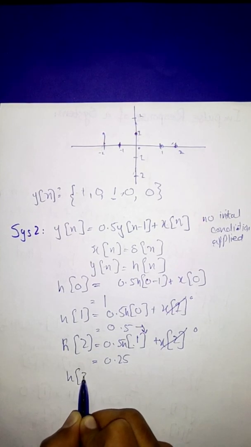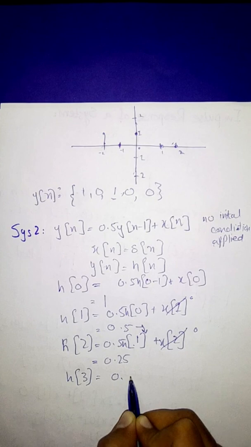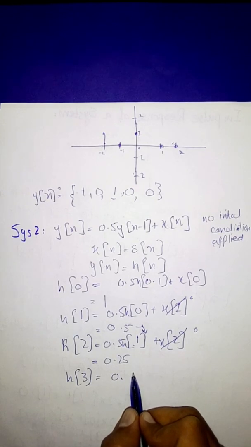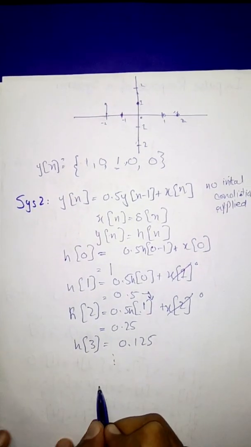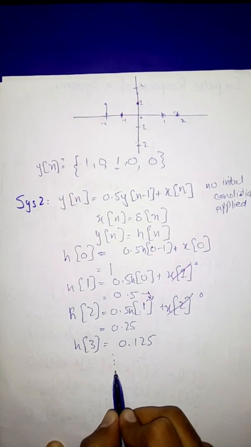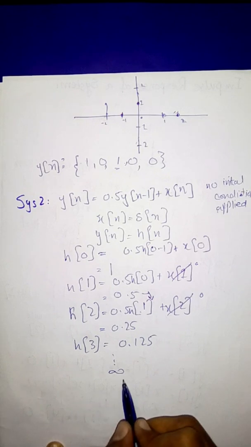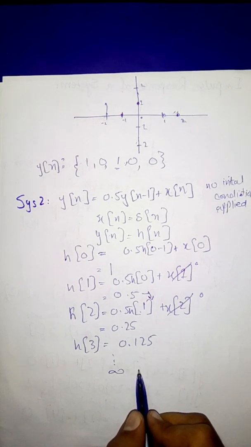For h of 3, if you calculate, we will get 0.125, and this will continue and reach infinity. So this is a perpetuating system.